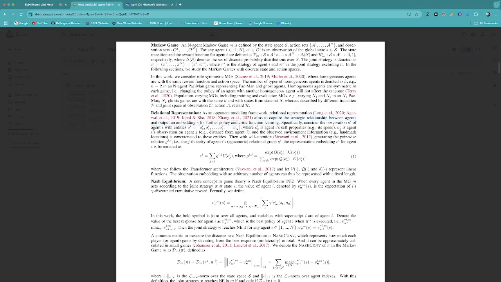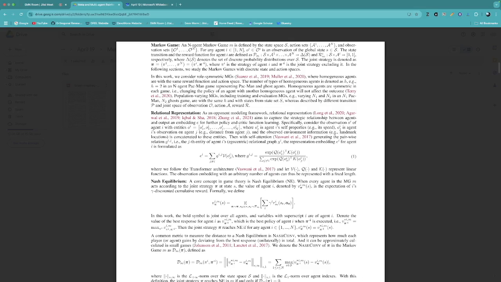Specifically, consider the observation o_i of agent i with entities o_i, where o_i^S is agent i's self-properties. It's, for example, its speed. o_ij is agent i's observation of agent j. So agent i can have self-properties, it can measure its own speed, it can observe agent j and its behavior, and then have these sort of observations of environmental information, such as landmark locations. And all of those can be concatenated into a single observation. So that's the first part.